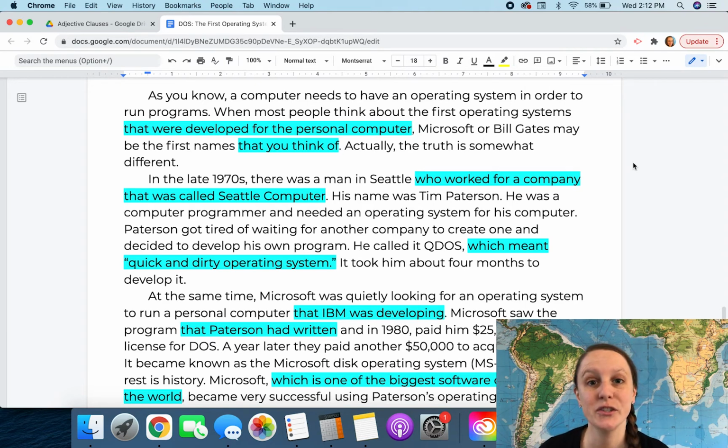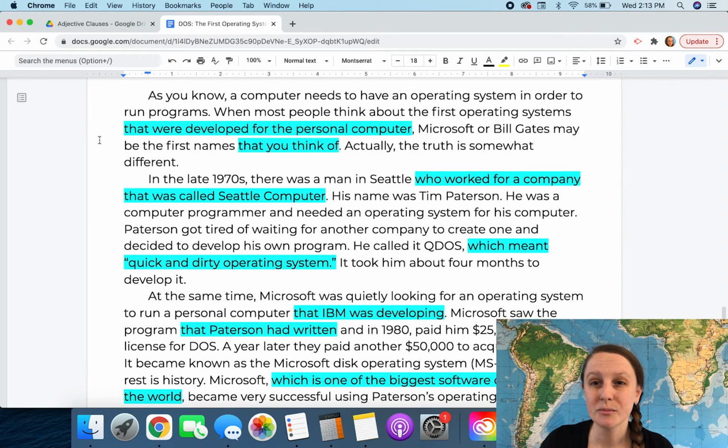So let's look at the two adjective clauses in this paragraph. Our first one is that were developed for the personal computer. And this is describing the first operating systems. It's telling us which ones. So in this clause, you can see our relative pronoun that is the subject of the clause, and we can reduce it to an adjective phrase.